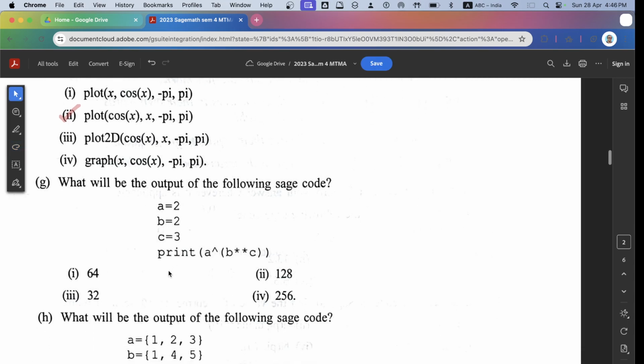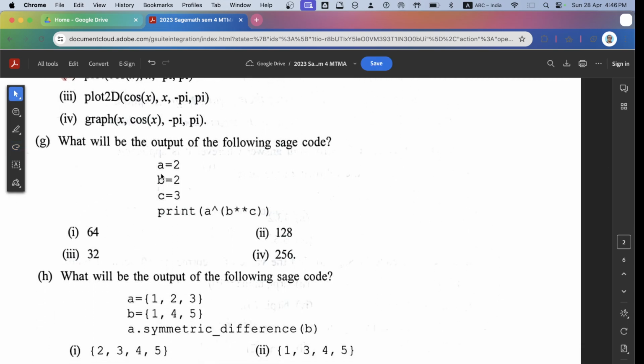Question G. What will be the output of the following Sage code? A equal to 2, B equal to 2, C equal to 3, print A to the power B double star C.